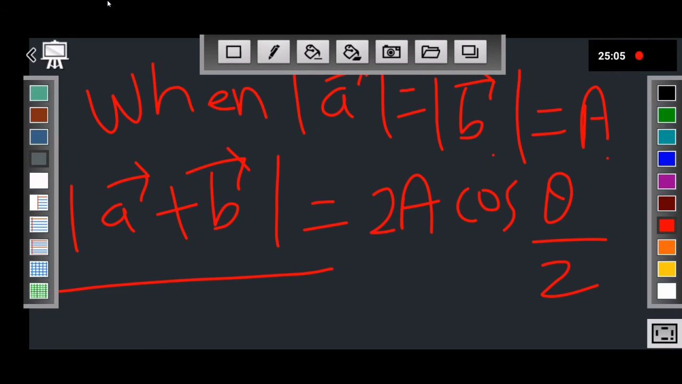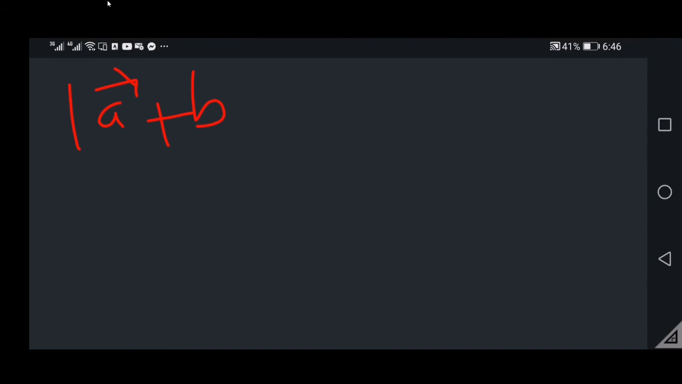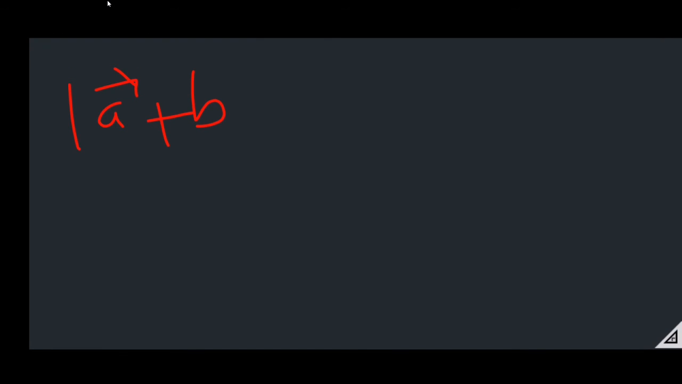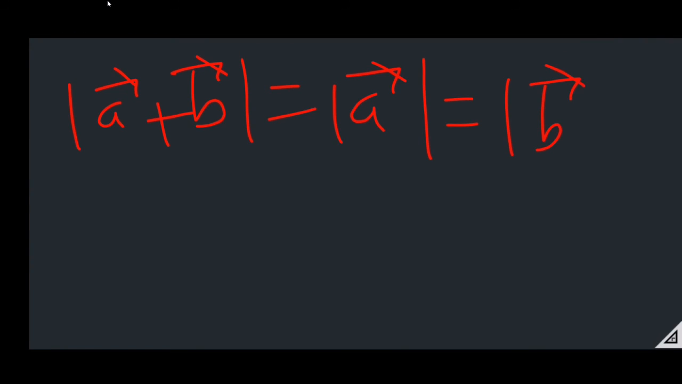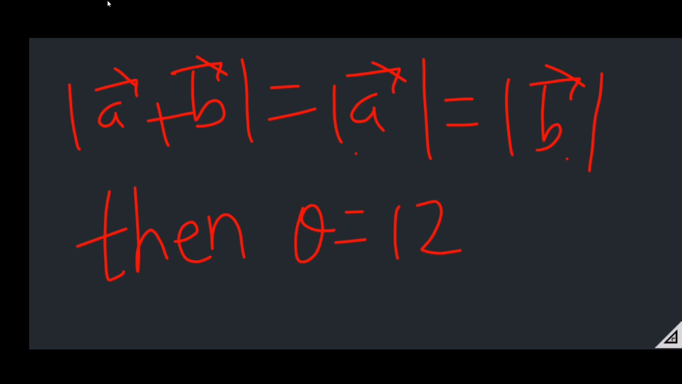So it is one point, and I want to tell you another important point. If modulus of a vector plus b vector equals modulus of a vector equals modulus of b vector, that means the magnitudes of the two vectors are equal and equal to the magnitude of the resultant, then in such a case theta equals 120 degree. This is also an important point.